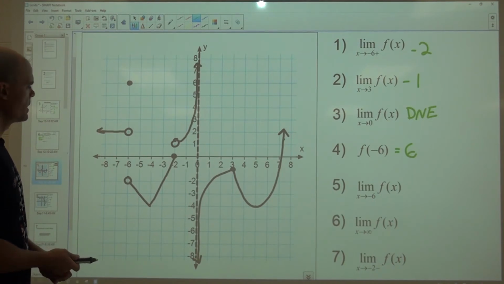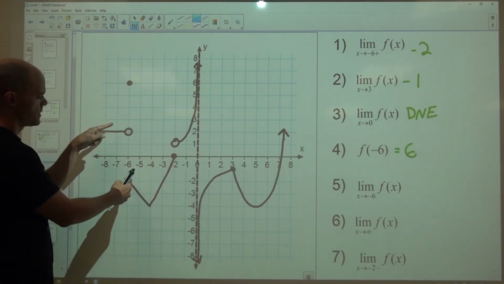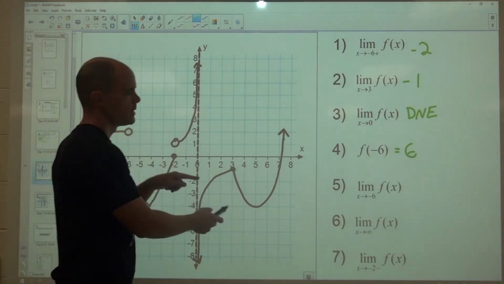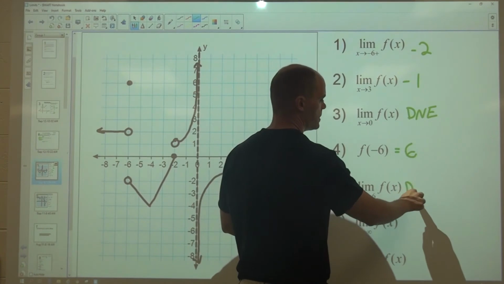The limit as we go to -6 on both sides, again, it doesn't exist. The limit would approach -2 here, it would approach +2 here. So this one is a D and E.